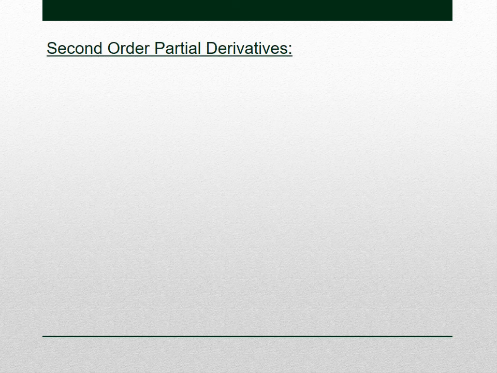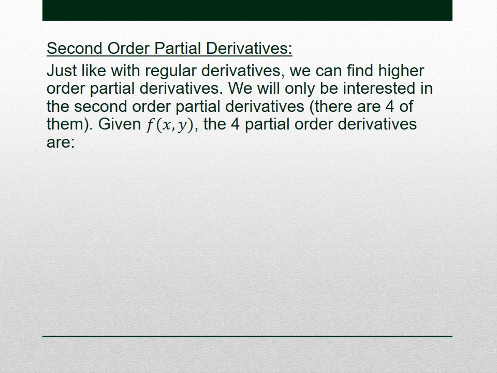So you guys remember when we first started taking derivatives, we talked about higher order derivatives. So we would take the second derivative, talk about concavity or whatever, but we could also take the third, fourth, whatever derivative. We can do the same thing here with partial derivatives. So you can find higher order partial derivatives. We'll only really look at what we'll call the second order partial derivatives. It's the equivalent of the second derivative of a regular function, a function of one variable, that is.